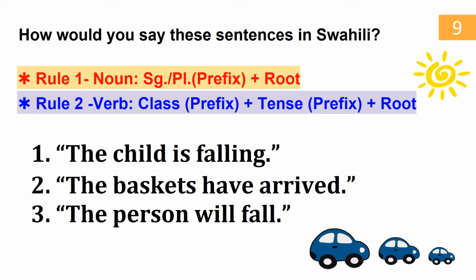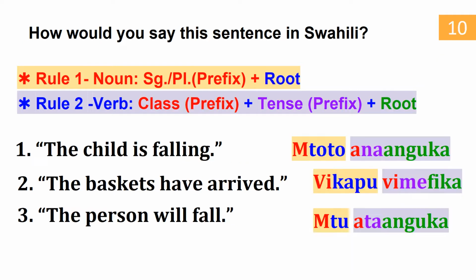Using the two rules, we were able to translate the following sentences: the child is falling, the baskets have arrived, and the person will fall into Swahili. We will use the child is falling as an example. The child is a noun phrase that uses a singular class 1 noun. So, the singular class 1 noun prefix is attached to a root morpheme toto, forming mtoto.